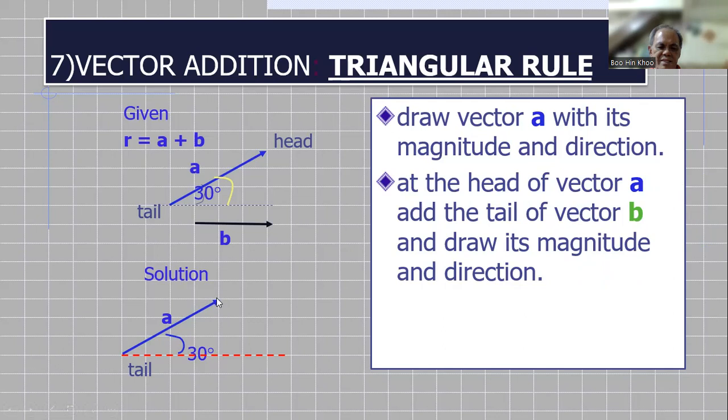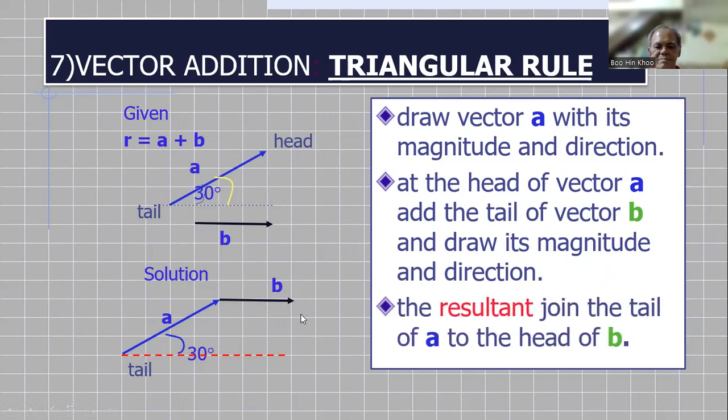At the head of A, draw your B. That's how you draw your B. So there's your B. So that's where you start your drawing, and that's where you end your drawing. So where you start and where you stop, you just join them up. That's the resultant. So that's your R.